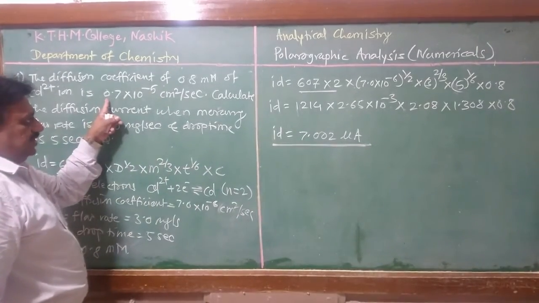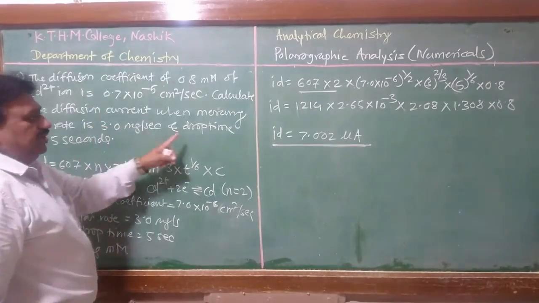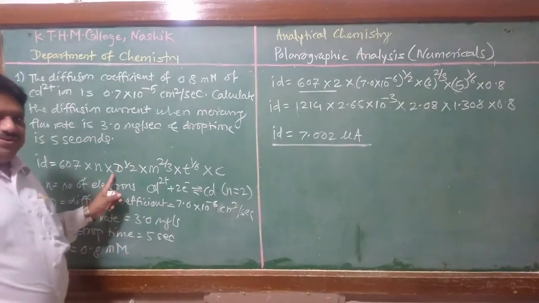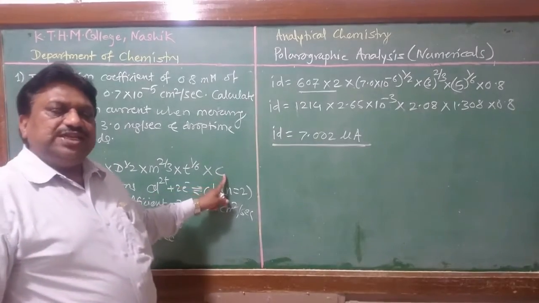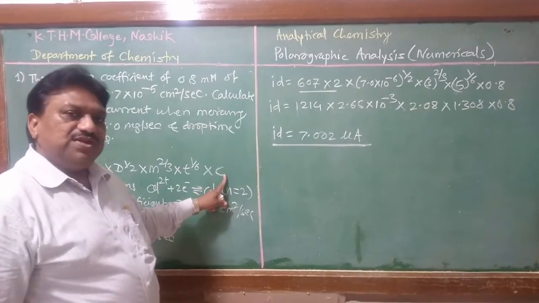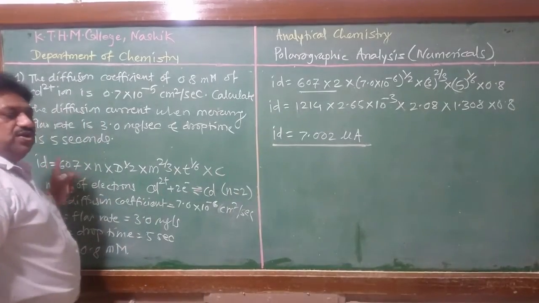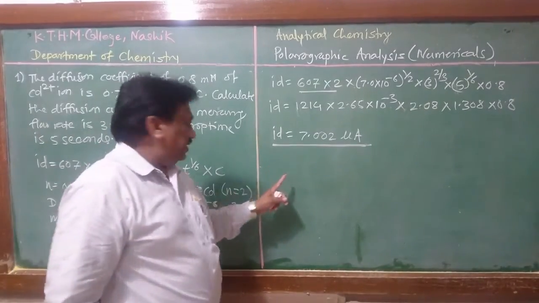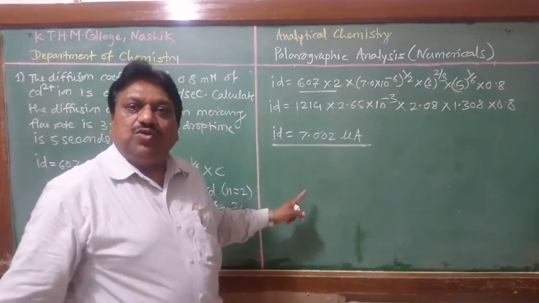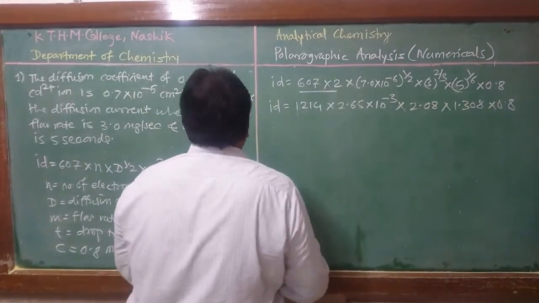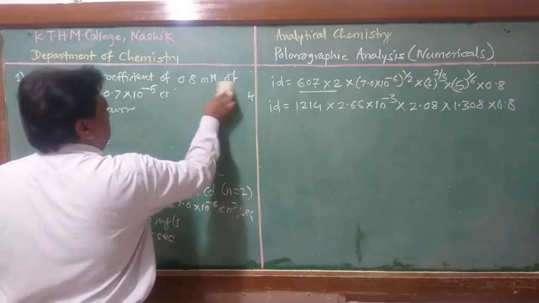Here the diffusion coefficient and mercury flow rate also affect the diffusion current by the equation. Therefore, we can use the equation for calculation of the concentration of electroactive species also, as well as for determination of the diffusion current of the analyte. We solve a second problem based on this polarographic analysis.